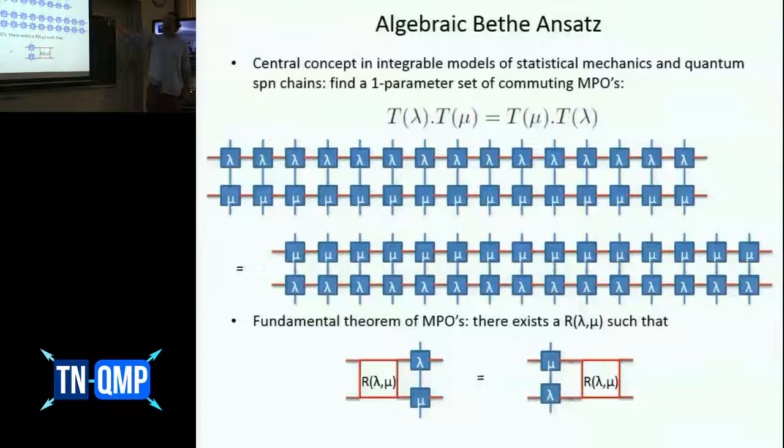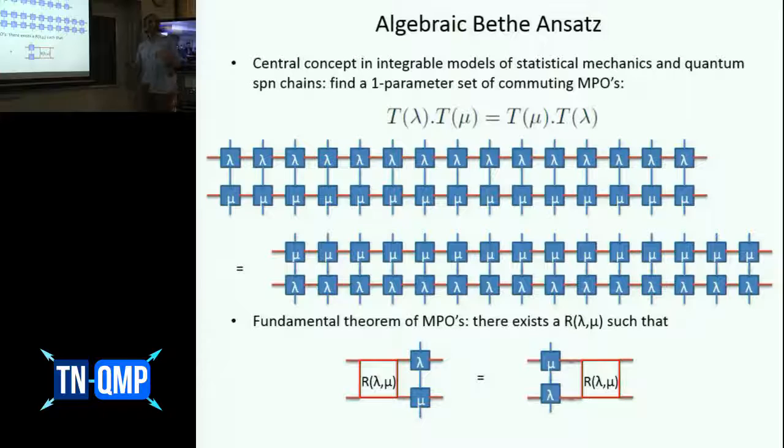Okay, so that's the algebraic relation that you need. You say, I want to find MPOs that depend on lambda and mu, so that for all values of lambda and mu, they commute. That turns out to be the key ingredient for coming up with integrable systems. Okay, so let's apply the fundamental theorem of matrix product operators to this, because this is made for this. It tells you if T lambda times T mu is T mu times T lambda, it means that this MPO with lambda and mu must be equal to the MPO where the B matrix is mu lambda. So that means that there must exist a gauge transform that transforms lambda mu to mu lambda.